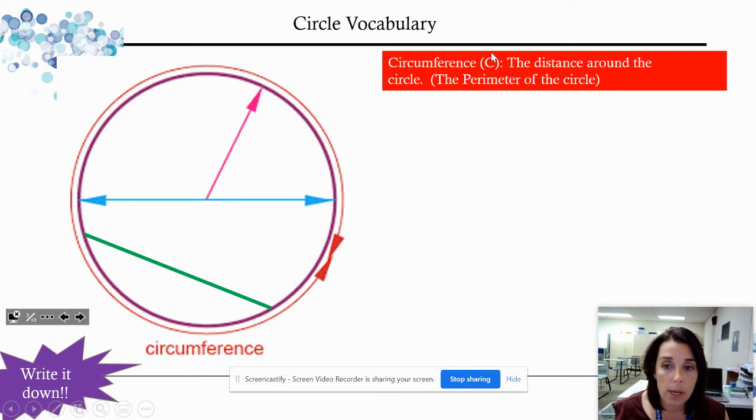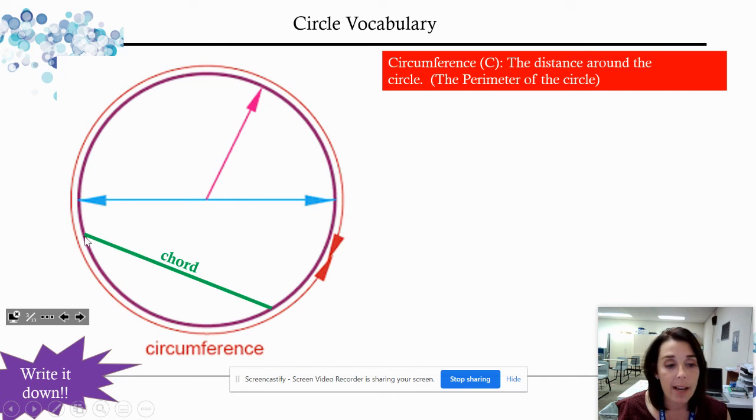When we see it in equations, they're going to reference it using a capital C. So everywhere you see capital C, you can tell yourself, okay, that is circumference. The next one is called a chord. We're not going to use chord a whole lot, but it's good to know what it is.